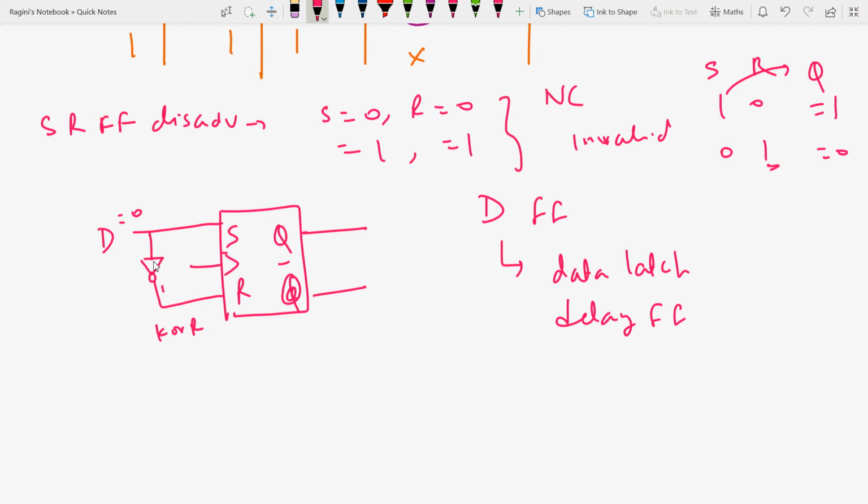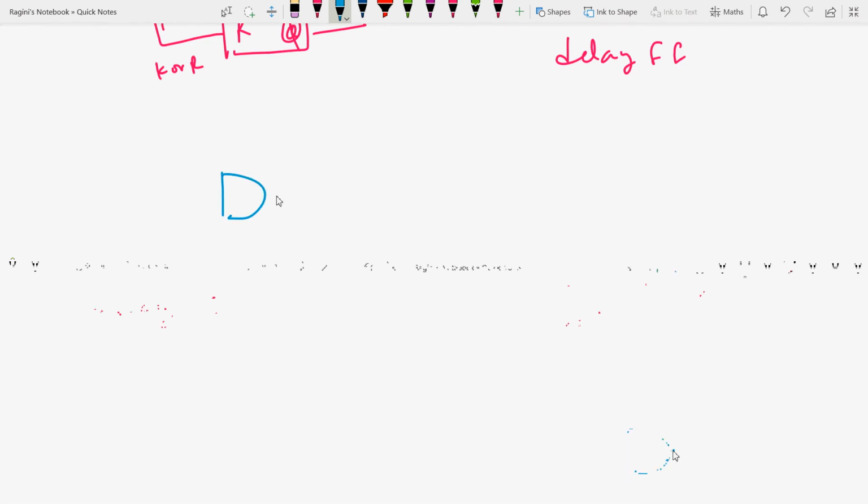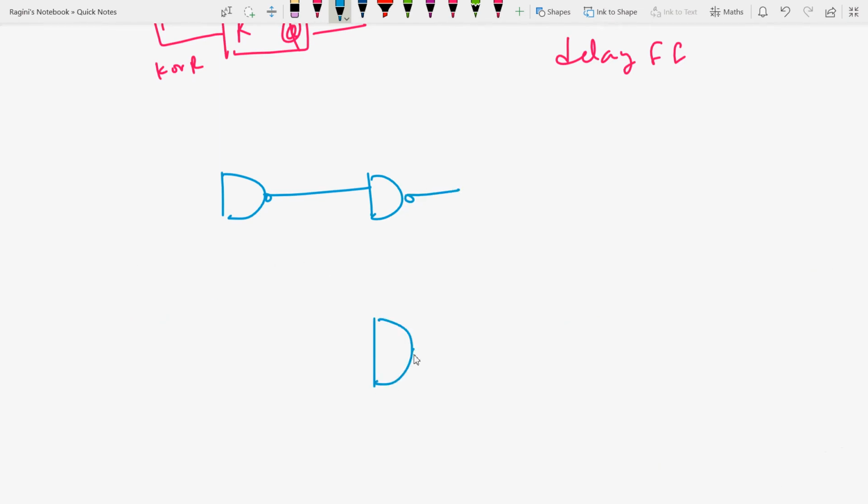So, this is the drawback that we mainly face in the case of SR flip-flop. Now, construction of the D flip-flop using NAND gates. There are 4 NAND gates. I am just drawing it. These are the 4 NAND gates, 1, 2, 3 and 4. This is the cross connection.